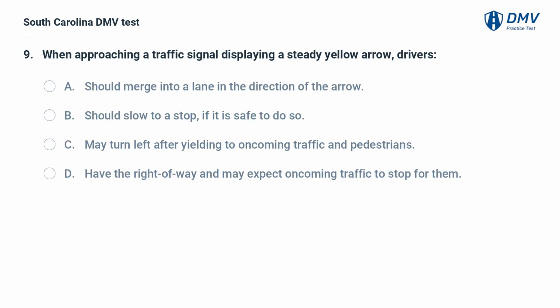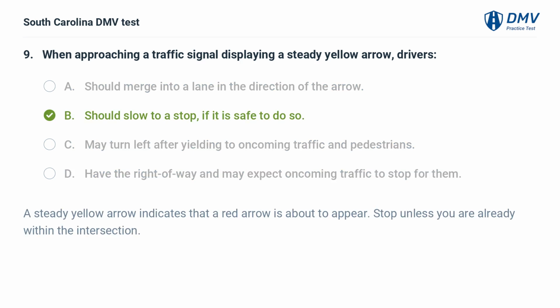When approaching a traffic signal displaying a steady yellow arrow, drivers A. should merge into a lane in the direction of the arrow. B. should slow to a stop, if it is safe to do so. C. may turn left after yielding to oncoming traffic and pedestrians. D. have the right of way and may expect oncoming traffic to stop for them. B. should slow to a stop, if it is safe to do so.